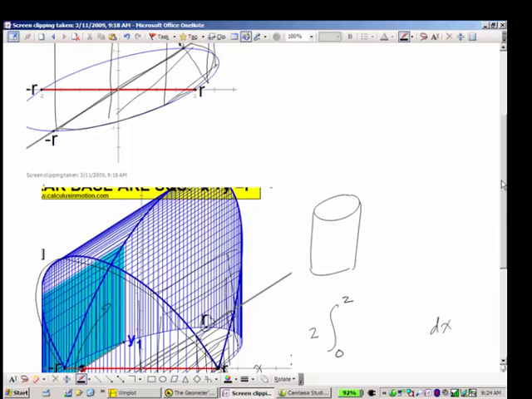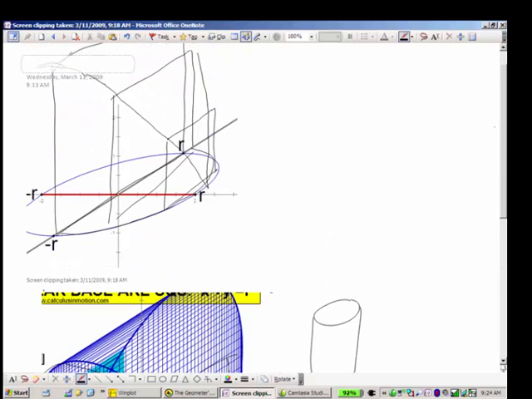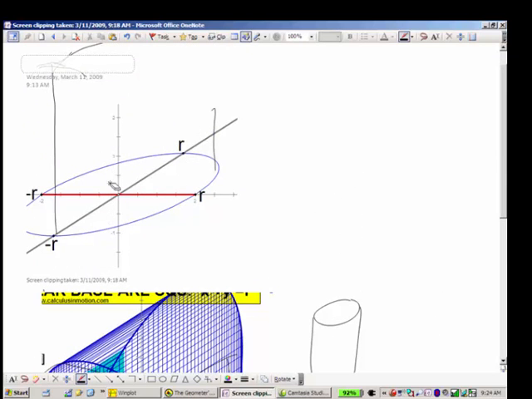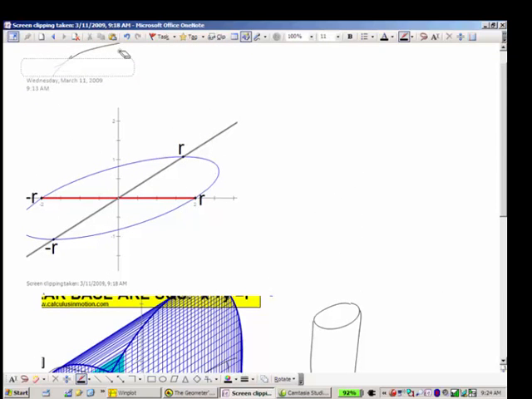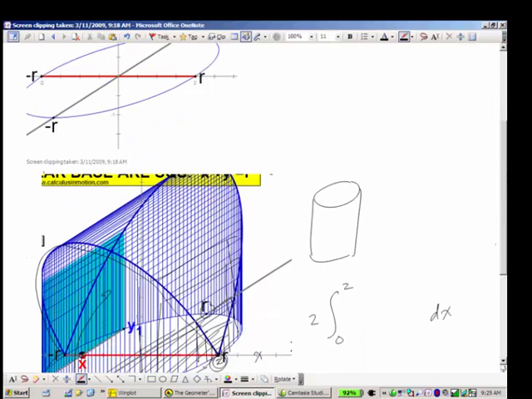Now, I'm going to go back up here to this picture. And here's what I have to figure out. I know what the area of a square is. What's the area of a square? Side squared. Okay, that's different from pi r squared. This is just s squared. That's what the area of the square is. So this says, add up all of the squares from 0 to 2 that have an area of s squared and a thickness of dx. Problem?